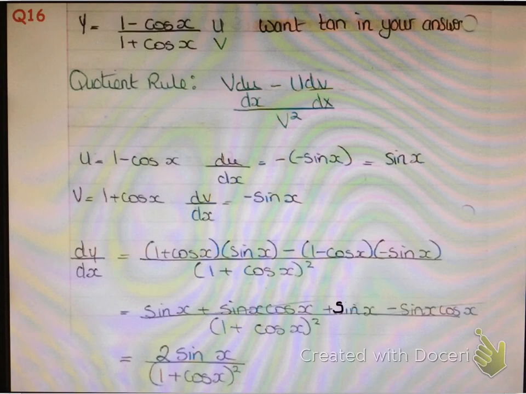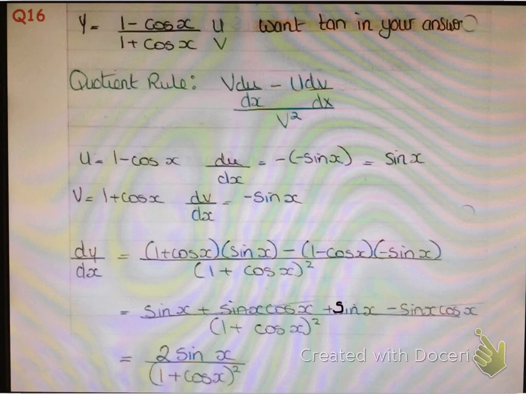Question 16. Let y equal (1 minus cos x) all over (1 plus cos x), and show that the derivative, dy dx, will equal t plus t cubed, where t is equal to tan of x over 2. Okay, so basically we want to eventually have a tan in our answer so that we can substitute in t for tan of x over 2. So anyway, we must go off and get dy dx.